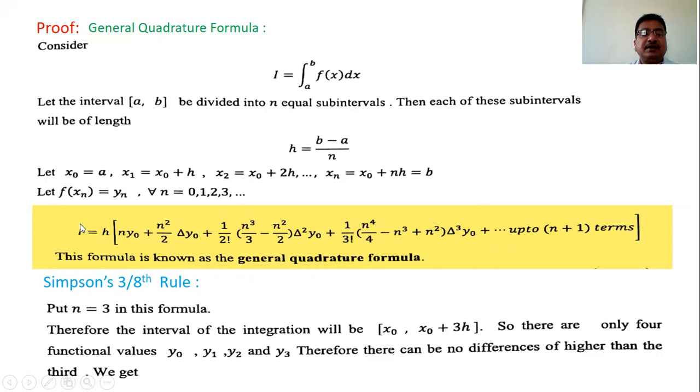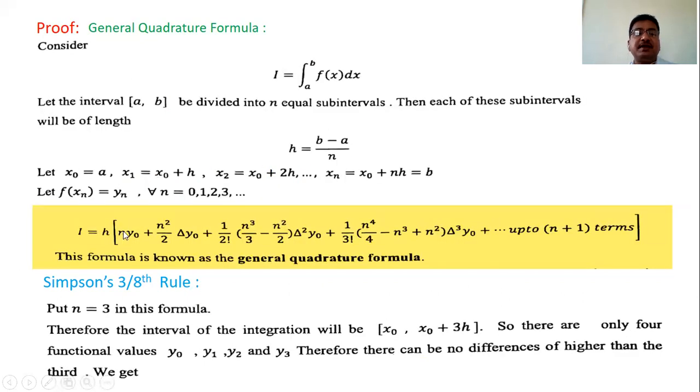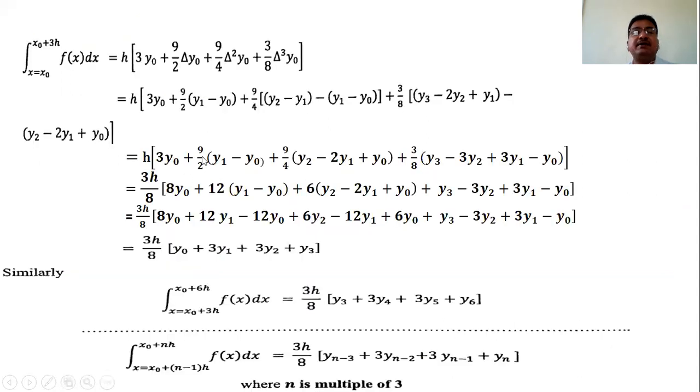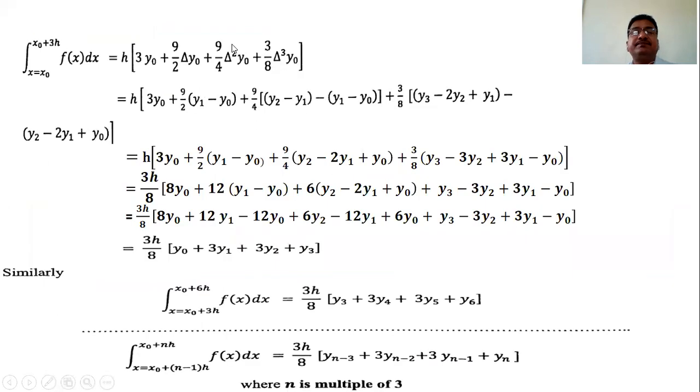So h times the integration, which means integration from a to b. But what is that? x0 to x0 plus 3h. Integration from x0 to x0 plus 3h of f(x) dx, that is over the first 3 intervals, is equal to h times, and substitute here n is 3. So 3y0. 3 squared means 9 by 2 delta y0. Then 1 by 2 factorial, and here substitute n is equal to 3: 27 by 3 minus 9 by 2. And the calculation gives this term, 9 by 4 delta square y0.